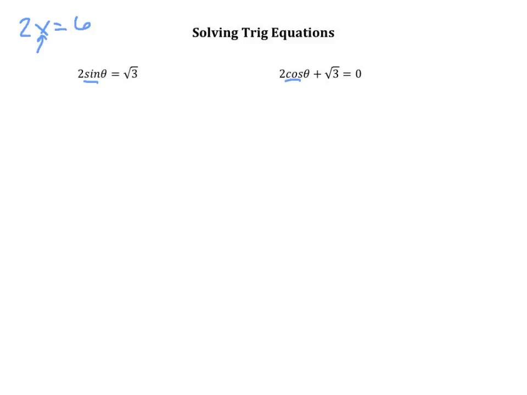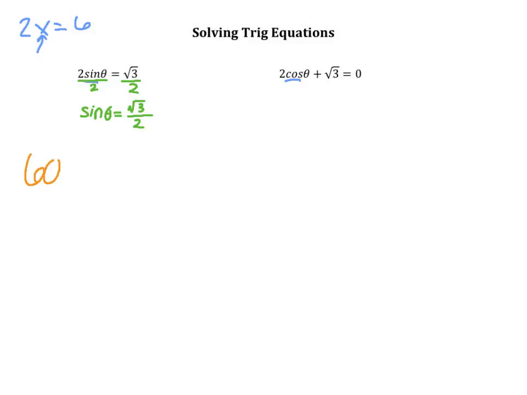So you need to ask yourself, what do you need to do to get the sine by itself? Well, you are going to have to divide by 2. And if you do it to one side, you do it to the other side. So now you're going to be left with sine of theta equals square root of 3 over 2. Now, you need to look at the unit circle and determine where does sine of theta equal square root of 3 over 2. And this one is going to have a couple different answers.